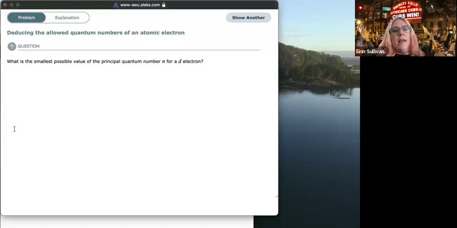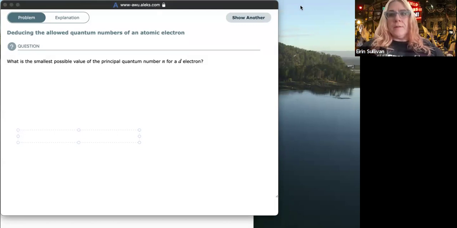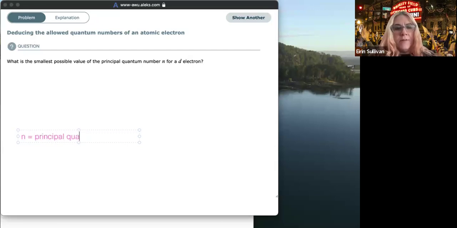So to answer any of these questions on deducing the allowed quantum numbers of an atomic electron, you have to know the rules for quantum numbers. So n is the principal quantum number, and n basically represents the energy level of the shell, if you like. So that is the energy. And it can take integer values from 1 onwards, okay?